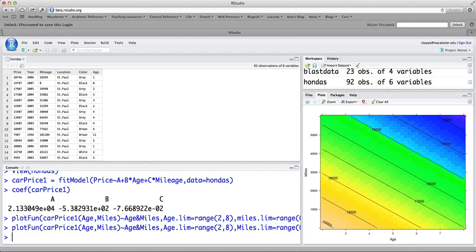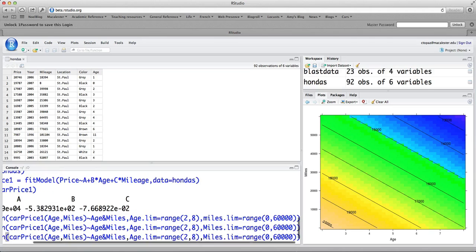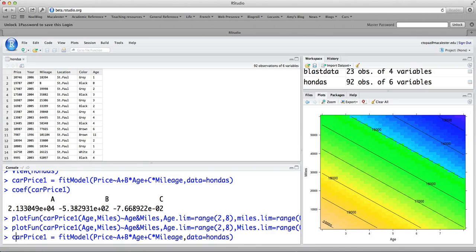We could make a more sophisticated model that includes some kind of interaction between age and miles. And so, let's see, I'm going to arrow up until I get to my old command for fitModel. Here it is. And I'm going to make a new model, carPrice2. And in this, price is going to be a function that's A plus B times age plus C times mileage plus D times their product. And that product is what represents an interaction between age and mileage. Like maybe at high mileage, the effect of age is different than its effect at low mileage.